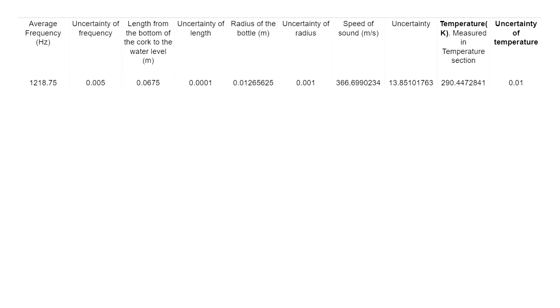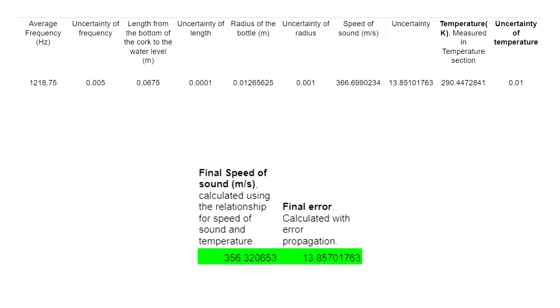The measured frequency is very consistent and the value was always at 1218.75 Hz. Plugging the values into the equation and propagating the errors yield 366.70 plus or minus 13.85 meters per second. Lastly, we use the relationship between air temperature and the speed of sound to calculate the final value. After substituting the numbers and calculating the errors, we get a final value of 356.32 plus or minus 13.56 meters per second.